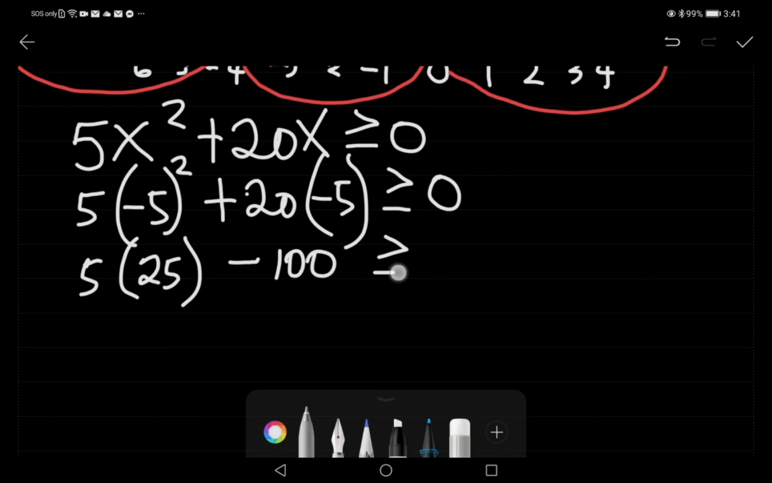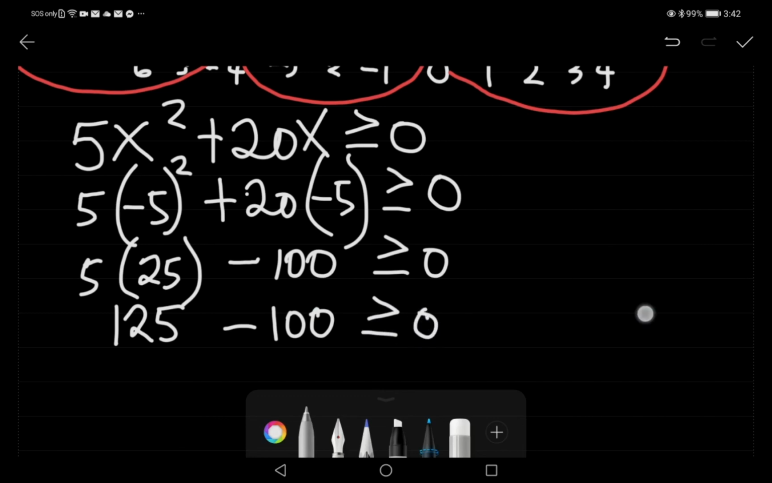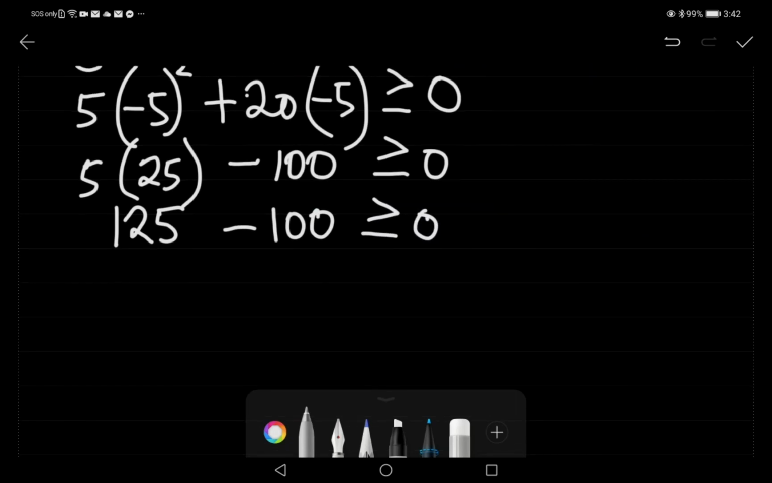It's greater than or equal to 0. So 5 times 25 is 125 minus 100 is greater than or equal to 0. So 125 minus 100 is 25. And it's greater than or equal to 0. So this is true. Kay 25 mas dako man siya sa 0. So this is true.